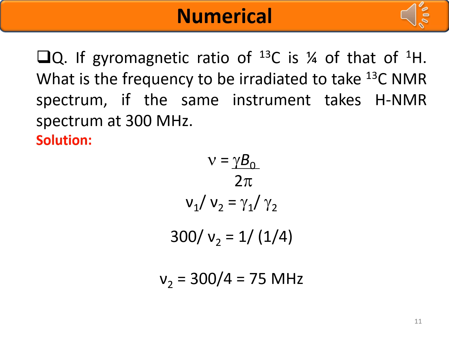Here we are having two nuclei, carbon-13 and hydrogen-1, and we take the NMR spectrum in the same instrument at 300 megahertz. So we can take the ratios nu1 by nu2 is equal to gamma 1 by gamma 2. So 300 by nu2 is equal to 1 by 1 by 4. And so nu2 is equal to 300 by 4, which is equal to 75 megahertz.